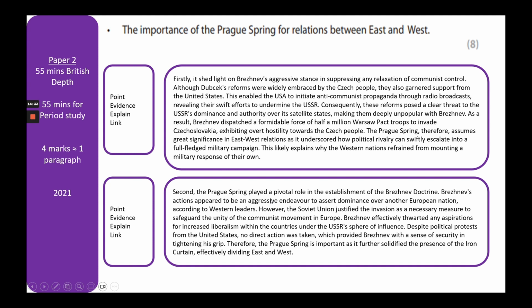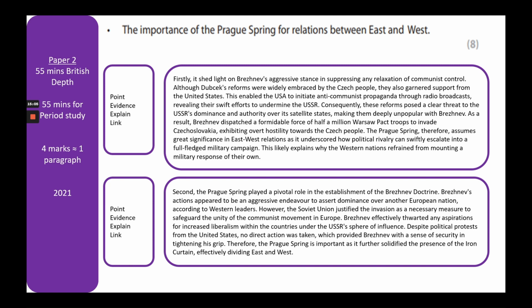Brezhnev's actions appear to be an aggressive endeavour to assert dominance over Eastern European nations, according to Western leaders. And notice that I haven't gone into a long description of what the Brezhnev Doctrine is. I've just hinted at it: I know what the Brezhnev Doctrine is, and that's enough. However, the Soviet Union justified the invasion as a necessary measure to safeguard the unity of the communist movement in Europe. Brezhnev effectively thwarted any aspirations for increased liberalism within the countries under the USSR's sphere of influence.